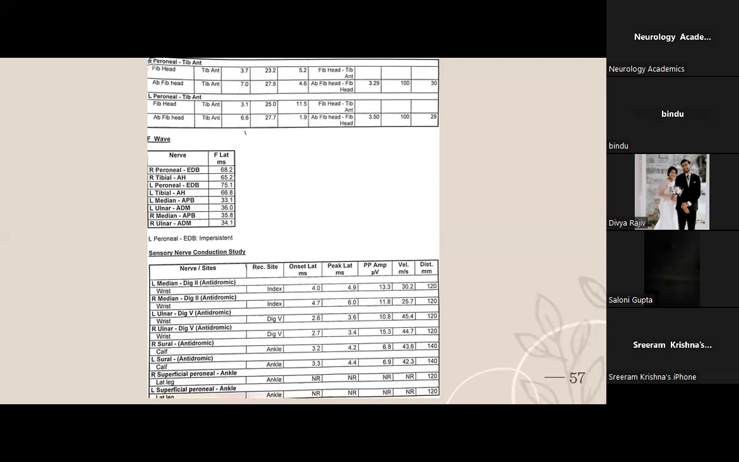Upper limb, F wave is 75. So we have the conduction loss. There we already know that's a big match. And right peroneal also 68. So only left peroneal is in the formal range.